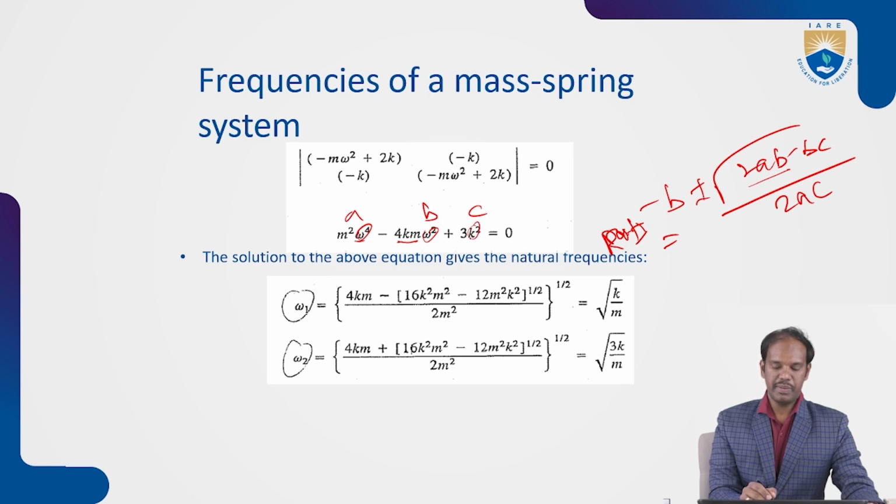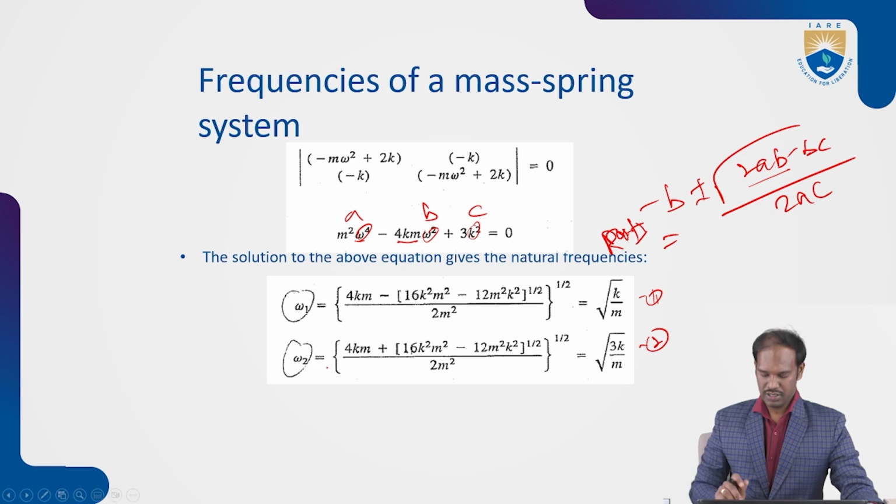Here we have taken some constant omega. Under root of k by m is the natural frequency we have found. In the same way, if we take it as positive, it becomes under root of 3k by m. So omega 1 and omega 2 are the natural frequencies.